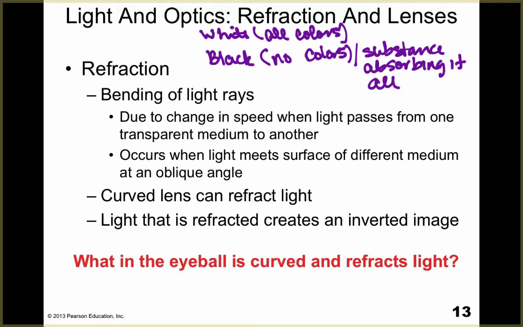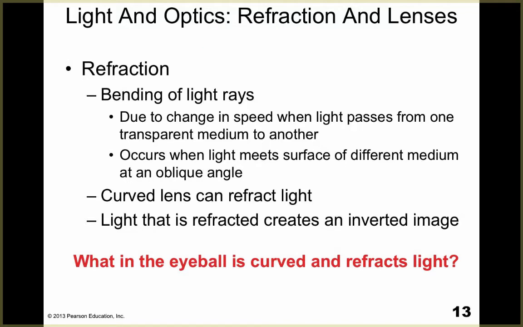Now, as we're seeing, as light is coming in, there's this process of refraction that's going to change the path of light as it enters. So refraction is basically defined as the bending of light rays. And this can happen due to the change of speed of the light as it's passing.